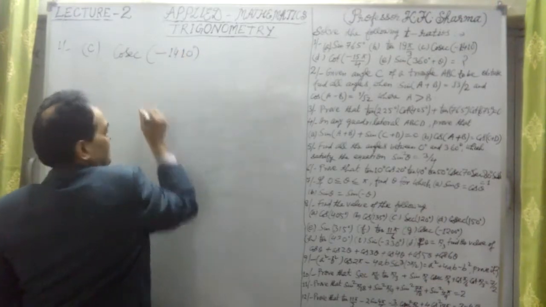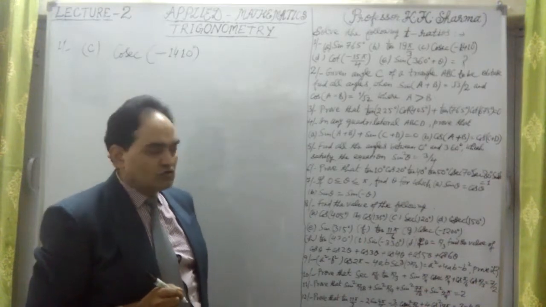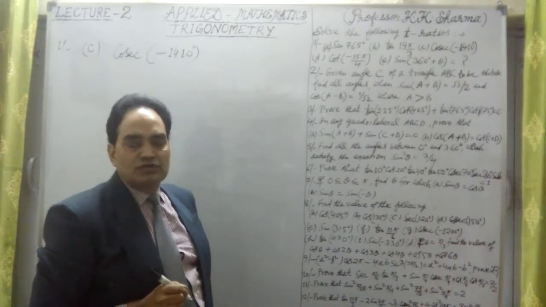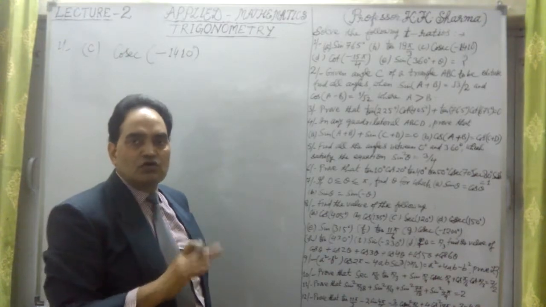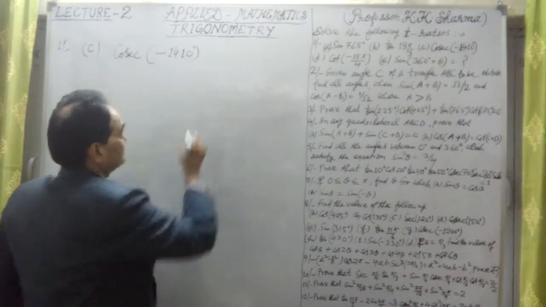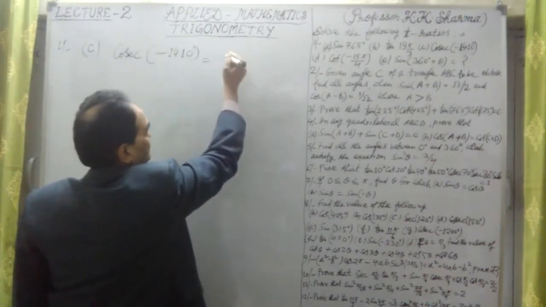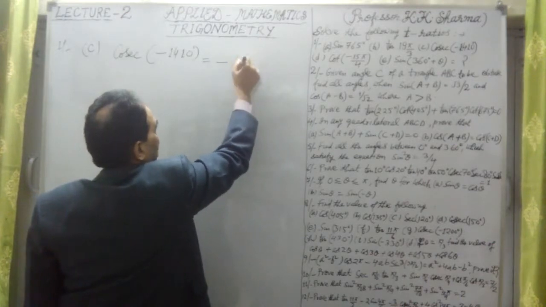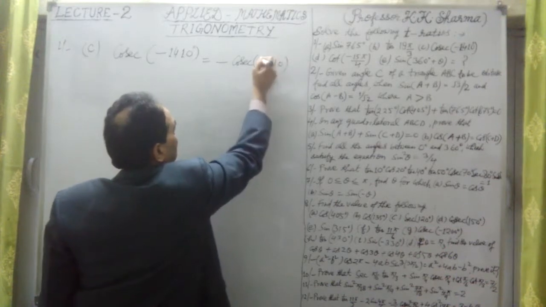Now we know that cosec theta is an odd trigonometric ratio. Sine, cosec, tan and cot, these four are odd functions, so their value becomes negative. Cosec of minus theta is equal to minus cosec theta. So this is nothing but minus cosec 1410.